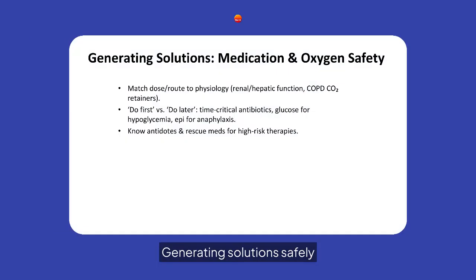Generating solutions safely involves matching dose and route to physiology. Prioritize time-critical interventions like antibiotics and glucose for hypoglycemia. Know antidotes and rescue medications for high-risk therapies to ensure patient safety and effective treatment.